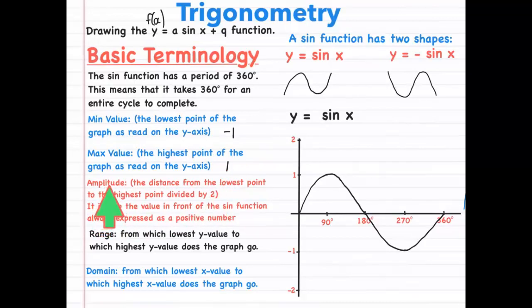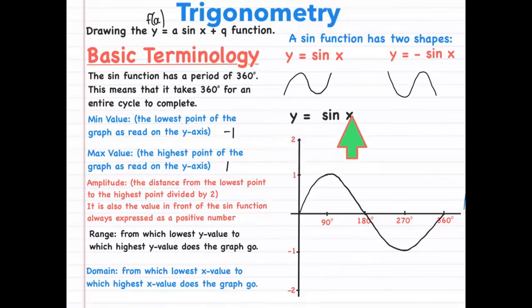Now, I'll show you in two ways how to find the amplitude. The first way is when they give you the equation. Well, the amplitude is A. And what is A here? It is a positive 1. Okay, so basically the amplitude for this graph is 1.